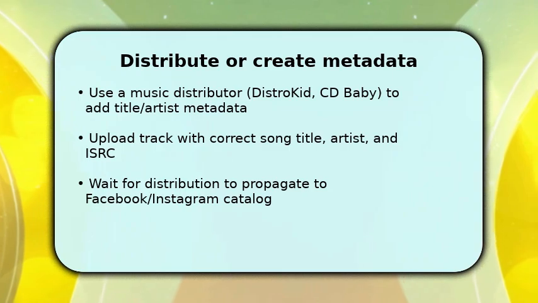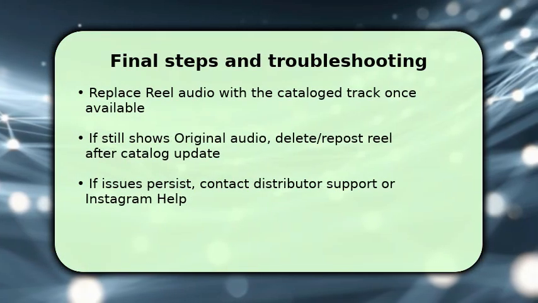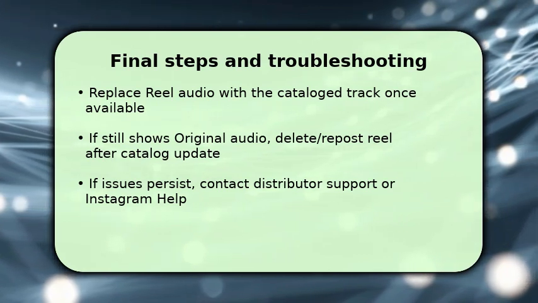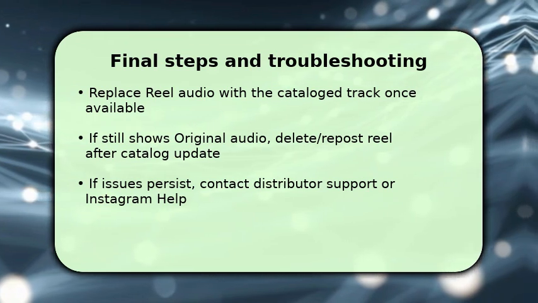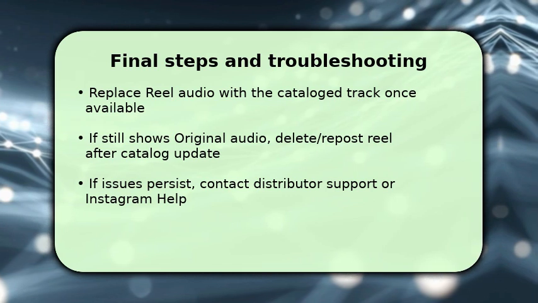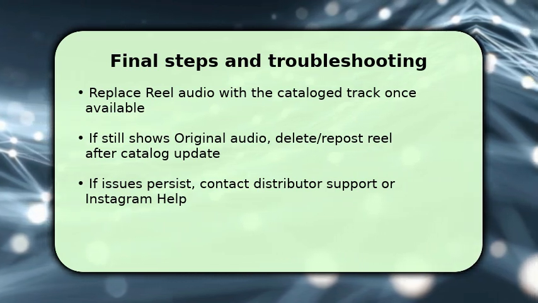Once the catalog update finishes, open the reel, tap the audio, and choose the distributed track to show its official name. If Instagram still shows your original audio, remove the reel and repost using the catalog track link. That forces the new metadata to attach.